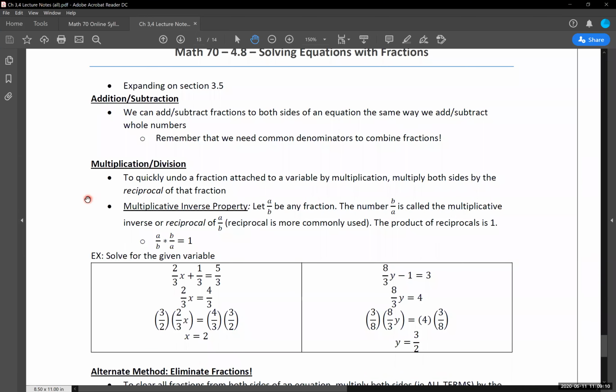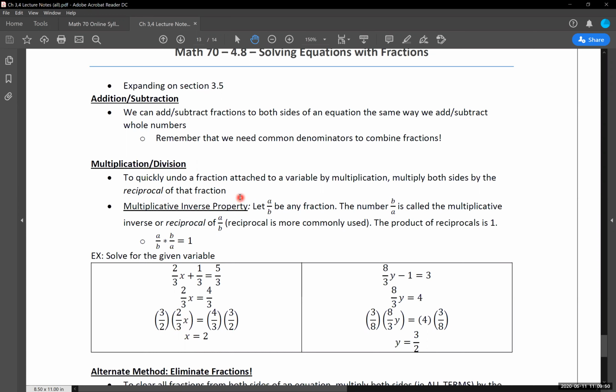Now, multiplication and division is the exact same thing as we did in the past with multiplying fractions together. It's pretty straightforward on that front. The main one that we want to go through, and this is where we have a trick, is how to quickly undo a fraction that's attached to a variable by multiplication. We'll take a look at our example in more detail. Instead of dividing by a fraction, which has some extra steps attached to it, you can multiply both sides by the reciprocal of that fraction.